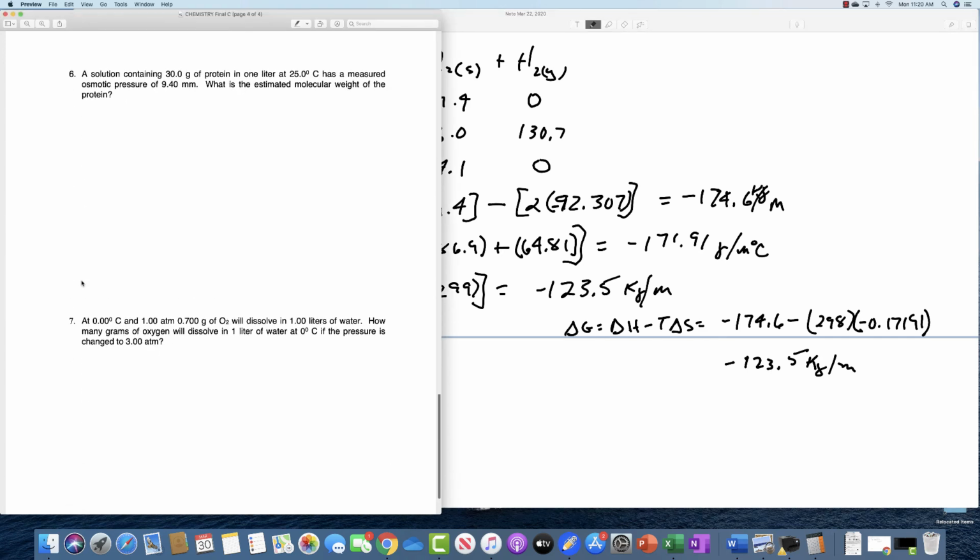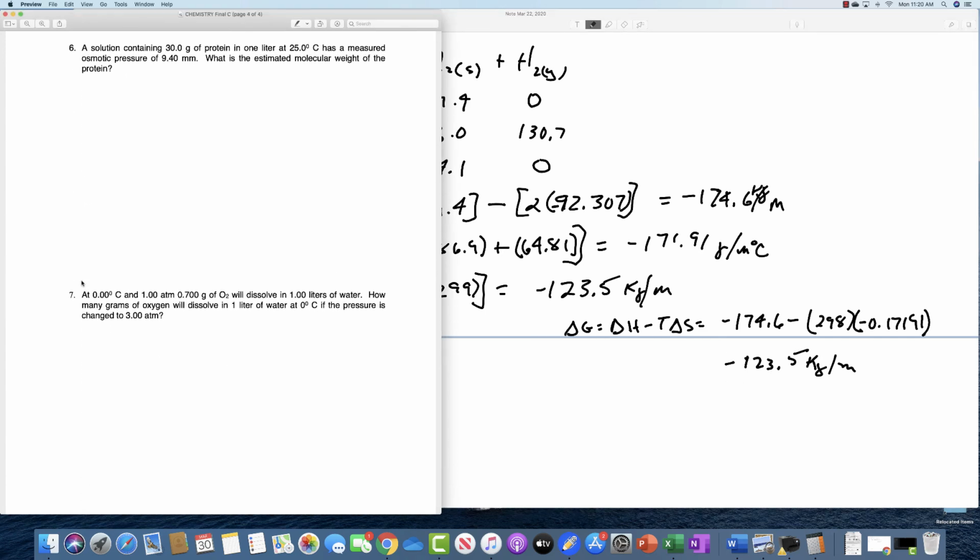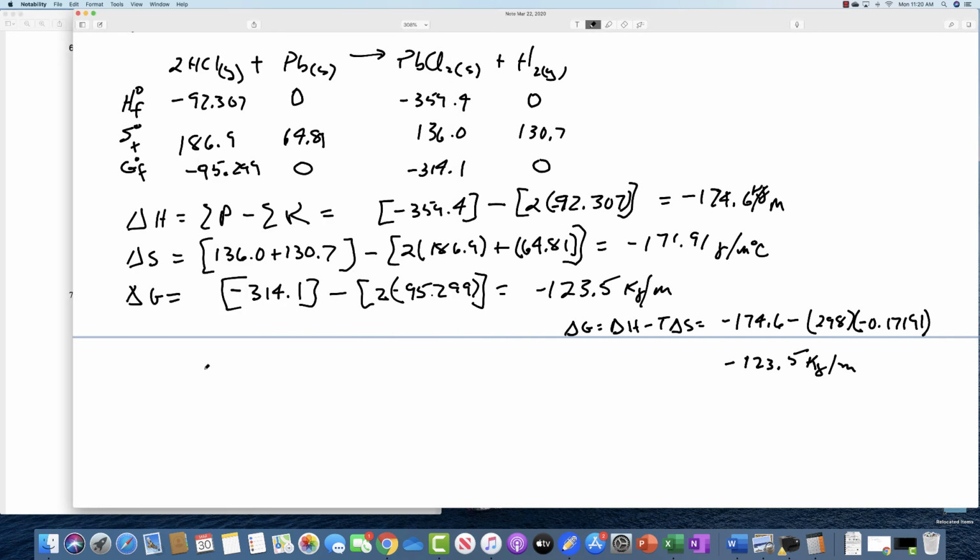Number 6, a solution containing 30 grams of a protein in 1 liter at 25 degrees has a measured osmotic pressure of 9.4 millimeters. What is the estimated molecular weight of the protein? All right, in order to do this, we have to first know the formula for this.